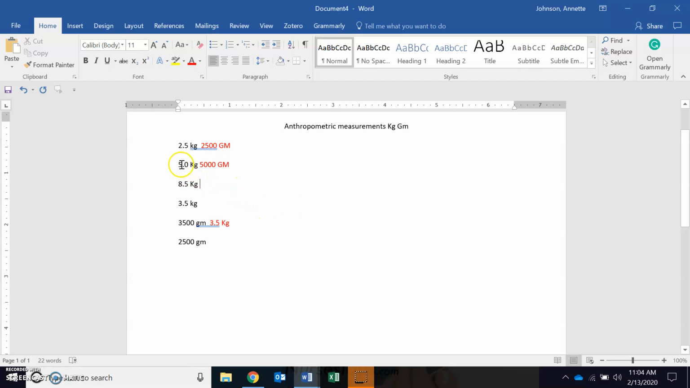The same thing with 5.0 kilograms. If I move this decimal place over 3, so 1, 2, 3, I get 5,000 grams.